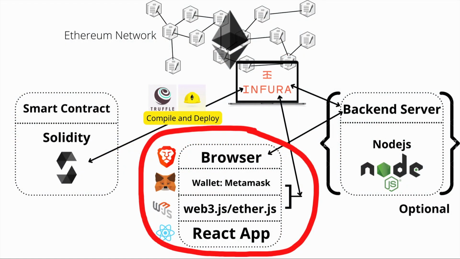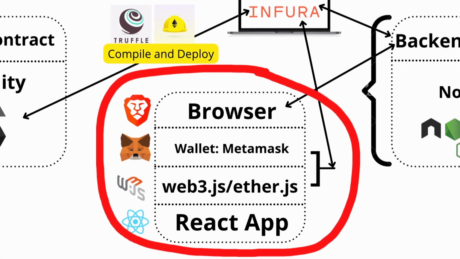That's why we have wallets like MetaMask, which is a browser extension. There are other wallets, MetaMask is just the most popular one. And the website will send requests to MetaMask so that a user can sign the transaction with the private key that is securely stored inside MetaMask.